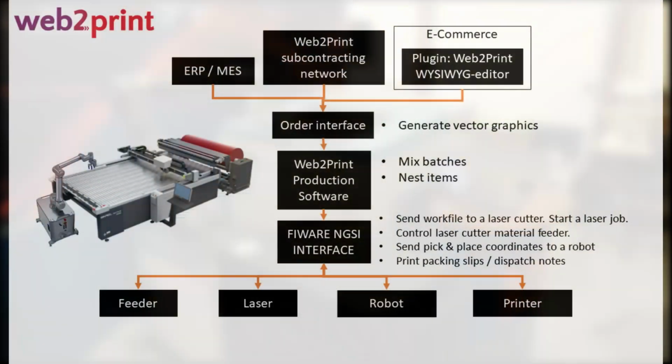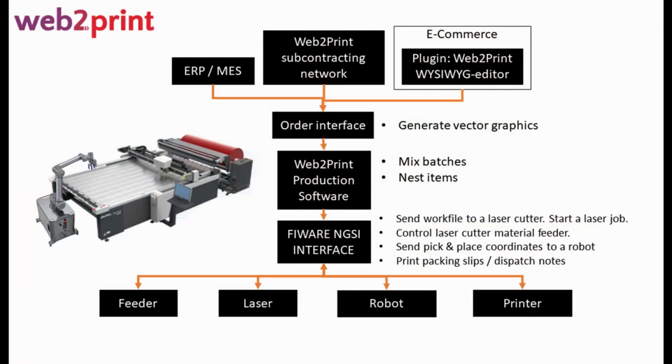A solution to this is Web2Print manufacturing software, which streamlines the production process and reduces the amount of manual labor. Web2Print is a cloud-based software. It automatically combines orders into batches and generates ready work files for laser cutting machines. It also generates pick and place coordinates for robots on the fly. No laser or robot programming is needed.